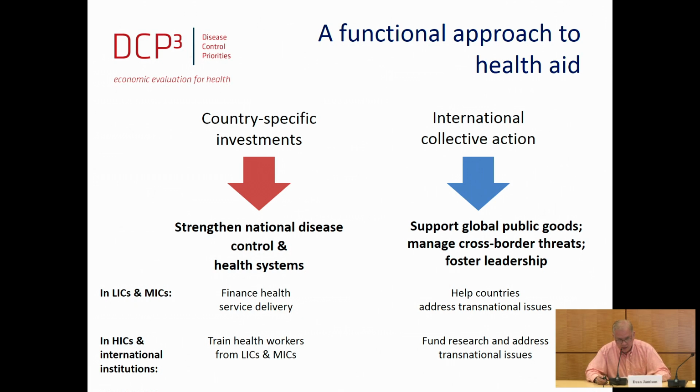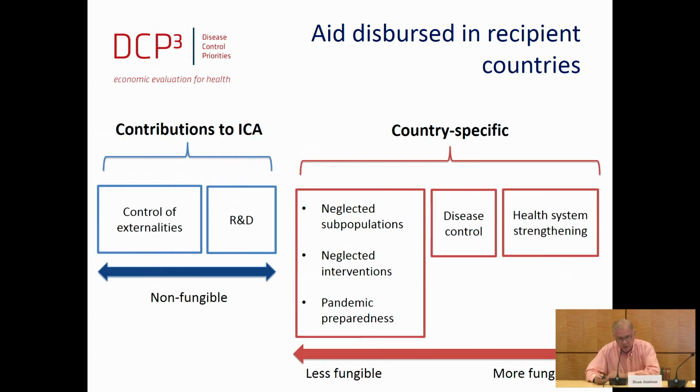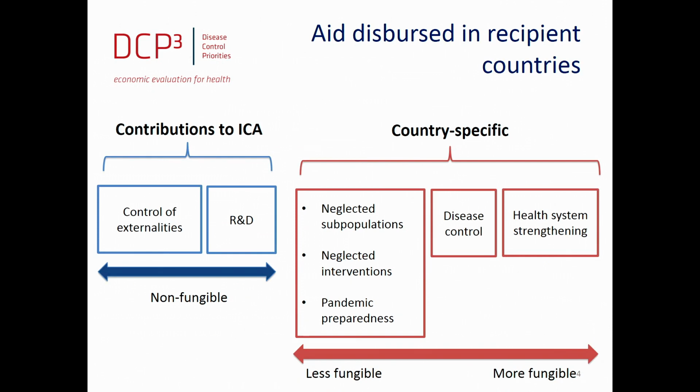Funding R&D often, but not always, will take place in high-income country environments. One can think of a spectrum of how fungible aid is within countries. Either it has country-specific purposes, some of which are highly fungible, like health system strengthening, some of which much less so. Financing domestic efforts at pandemic preparedness is much less fungible, and then global. So there are two broad directions I want to take this.